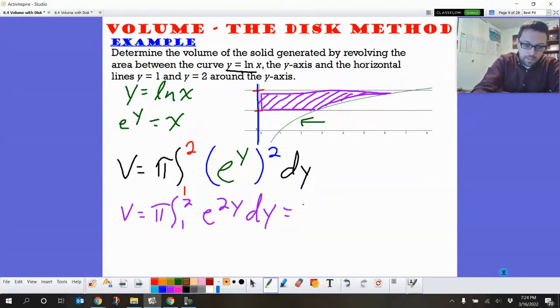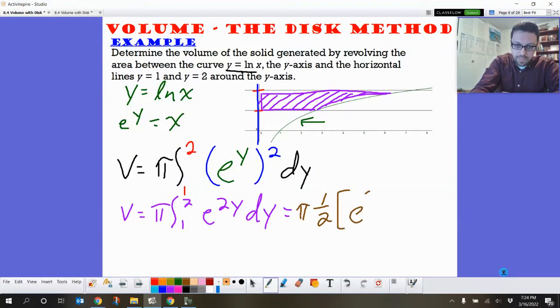So once we integrate that, we'll get pi going from, let's see, antiderivative of e to the 2y. If I do a u substitution, my u will be 2y. So then I'm going to need to sneak in a half because of the 2. So 1 half e to the 2y going from 1 to 2. Double check and make sure I'm doing that right. Doing it right. All right, now we're going to have to do proper fundamental theorem of calculus.